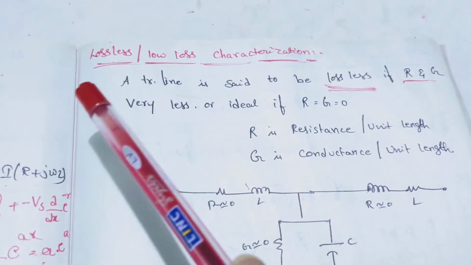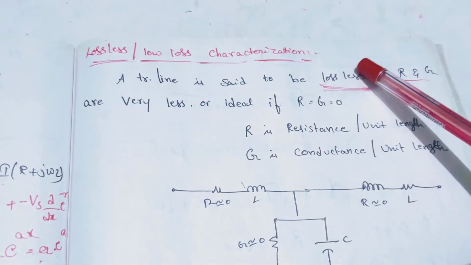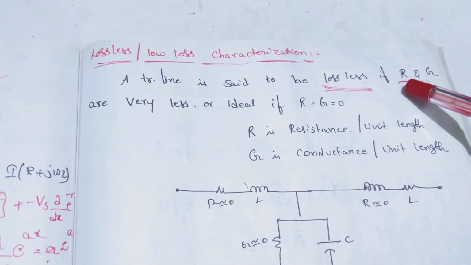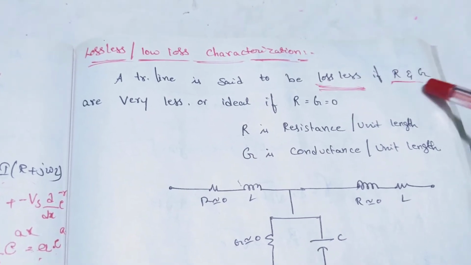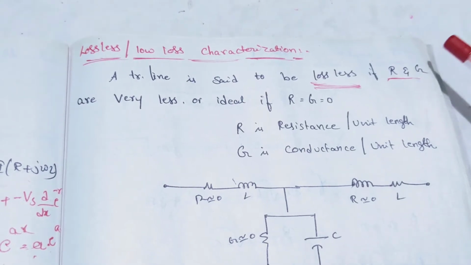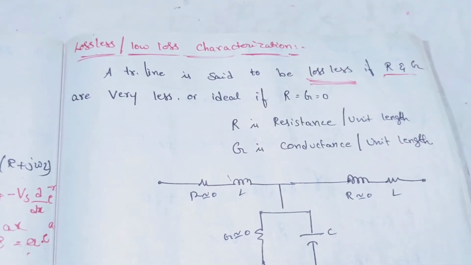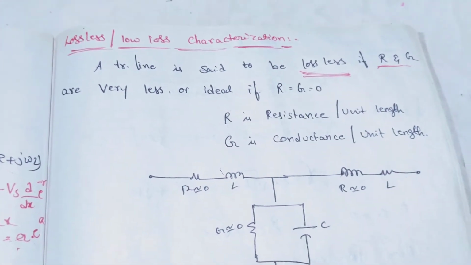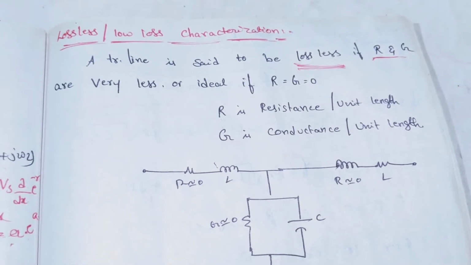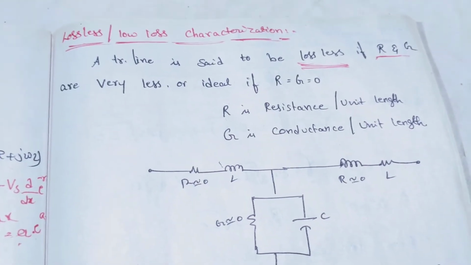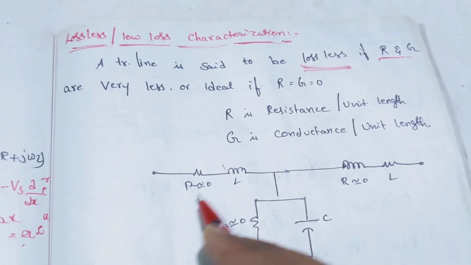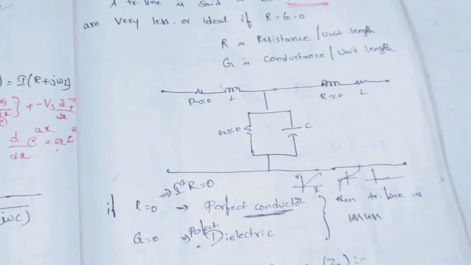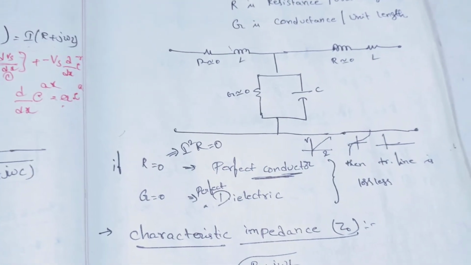For example, a transmission line is said to be lossless if G and R, that means the series loss component and the shunt loss component, are very small. For ideal cases, they will be equal to 0. R is the resistance per unit length, and G is the conductance per unit length. Whenever you assume this resistance and conductance to be 0, the transmission line is said to be a perfect conductor or perfect dielectric.